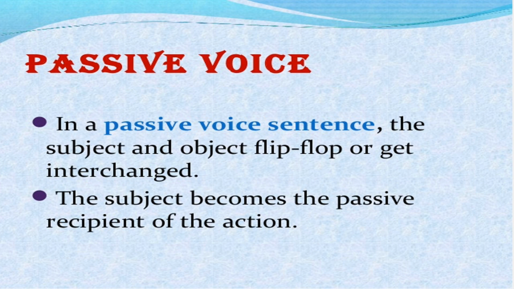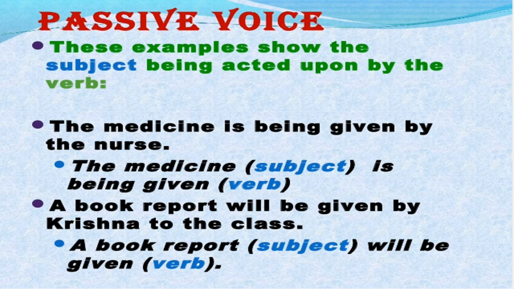And next is passive voice. In passive voice sentences, the subject and object flip-flop or get interchanged. So the subject becomes the passive recipient of the action. Here we'll read more examples of passive voice. These examples show the subject being acted upon by the verb. The medicine is being given by the nurse. So here again the medicine is the subject and is being given, the verb.